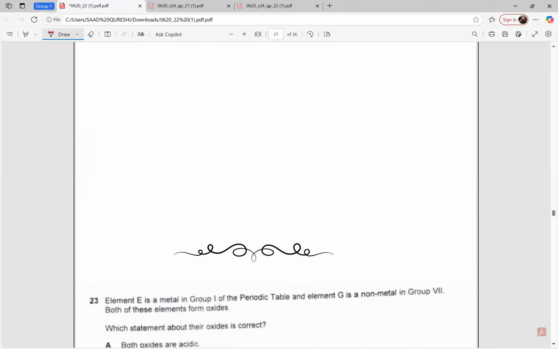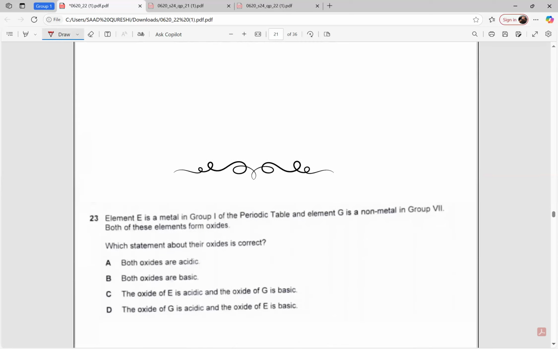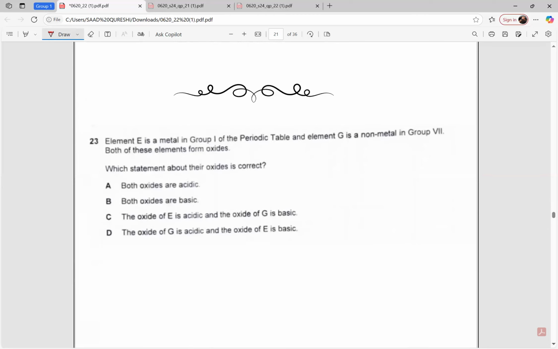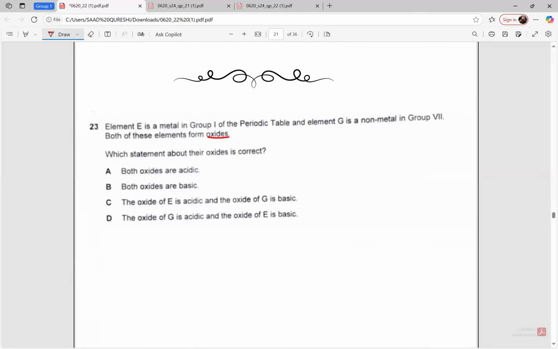Element E is a metal in group 1 and element G is a metal in group 7. Both of these elements form oxides. Okay, so a metal always forms basic oxide or amphoteric oxide, and the non-metal always forms acidic oxide or neutral oxide. So oxide of G is acidic and oxide of E is basic. D.